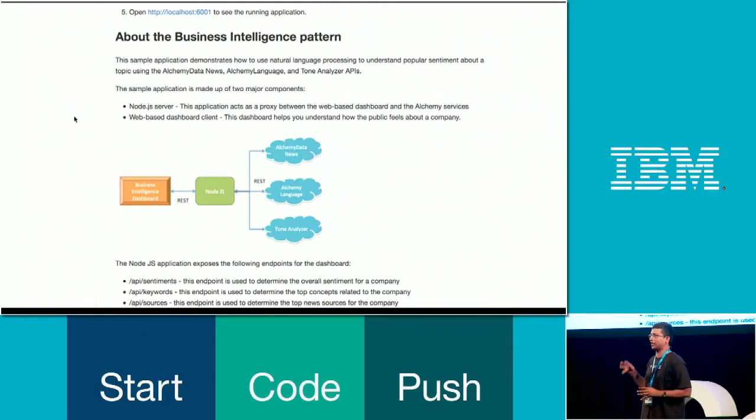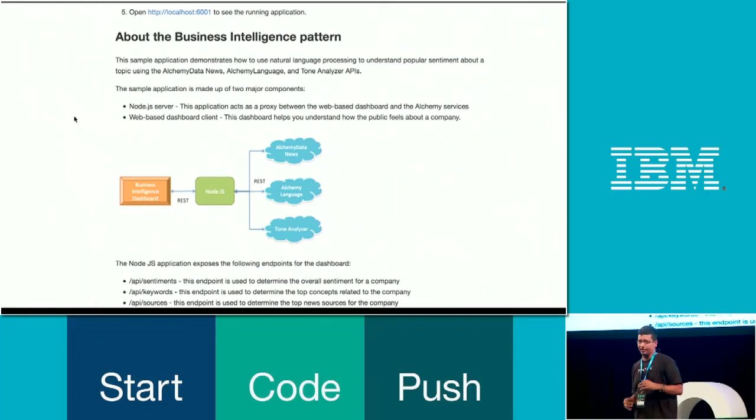This particular starter kit uses 3 Watson APIs. Well, the first one is the Alchemy Data News. This service aggregates news from various news sources, and you'll be able to query on a specific topic of interest, and it provides the relevant news articles for that.